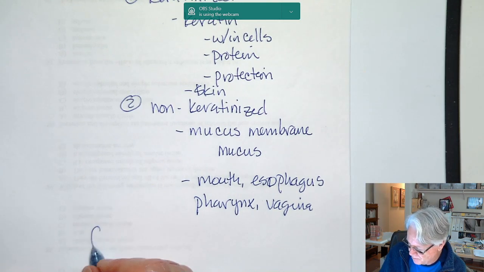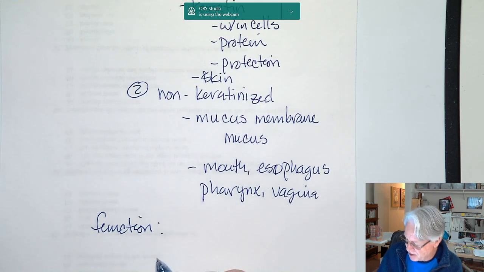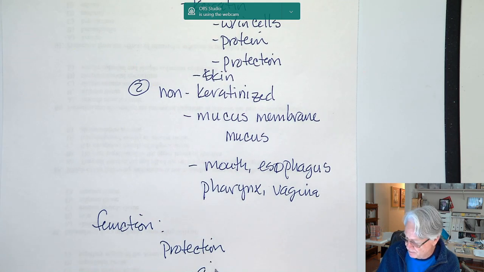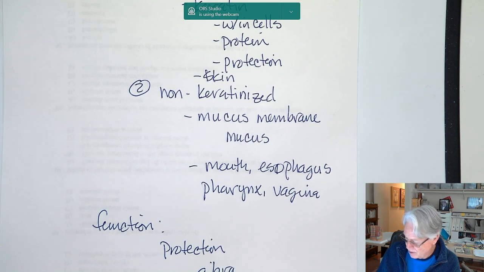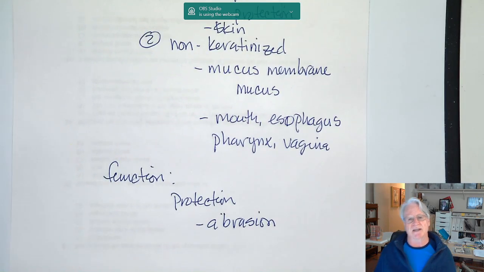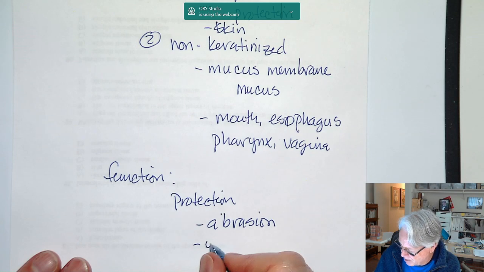The function is protection. Protection, protection, protection. This is all what it's about here. Protection against things like abrasion. So what is abrasion? I bet most EMTs in the room can answer that question. An abrasion is a type of injury that is a scraping injury. So if you fall down and scrape your knee, that's an abrasion, as opposed to like a cut, which might happen if you were using a knife improperly. Okay, so abrasion.